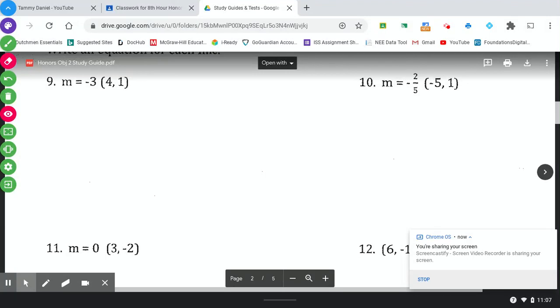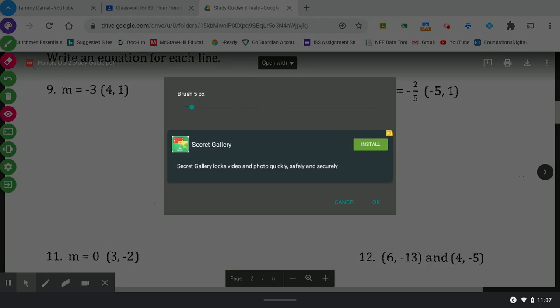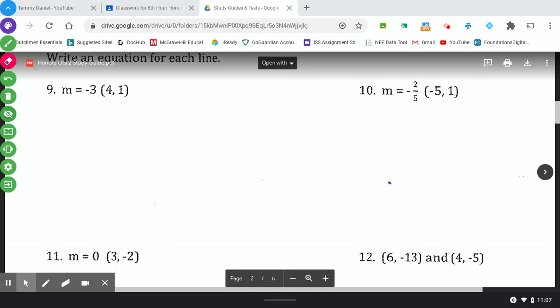All right, so now they're wanting us to write the equation of a line. So remember, when we want to write the equation of a line, we have to have two things. I need M and I need B, right? I need these two things right here.